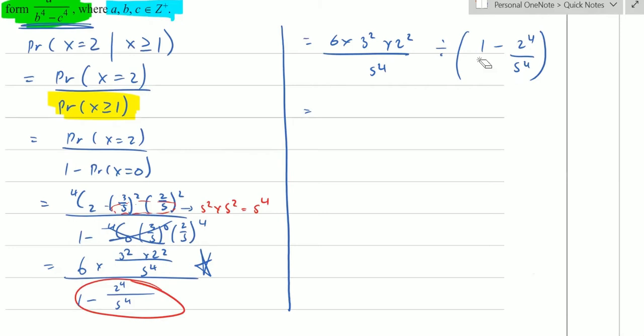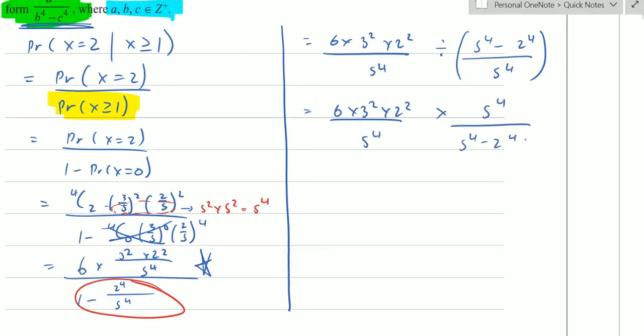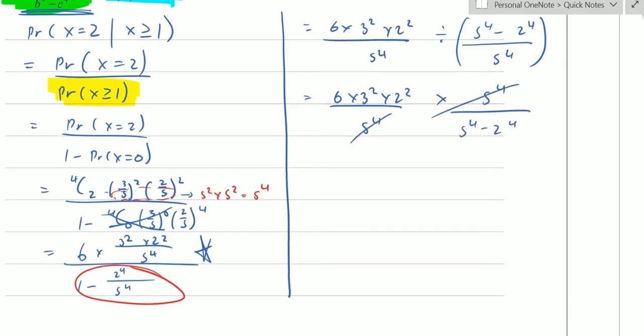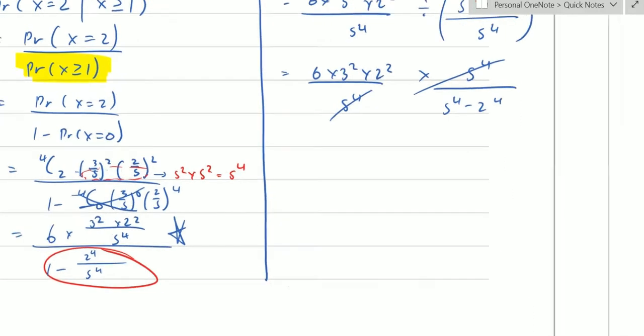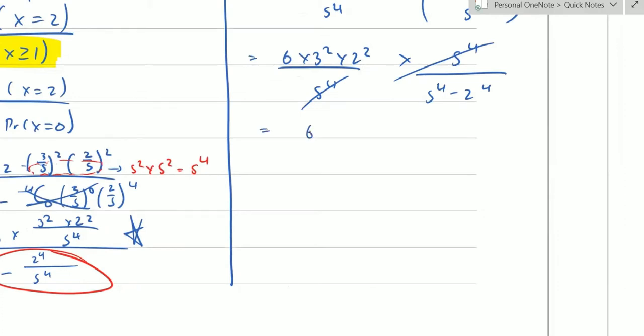So to make this a fraction, we make it a common denominator. So 1 would be 5 to the power 4 on 5 to the power 4. So you can see that this is going to be 5 to the 4 minus 2 to the 4. And then you can see that the 5 to the 4s cancel out. So it's a great thing that we didn't expand it before, because otherwise we could have mucked up our algebra. So now we're left with 6 times 3 to the 2 times 2 to the 2, over 5 to the 4 minus 2 to the 4.